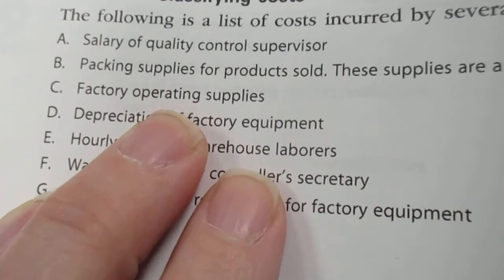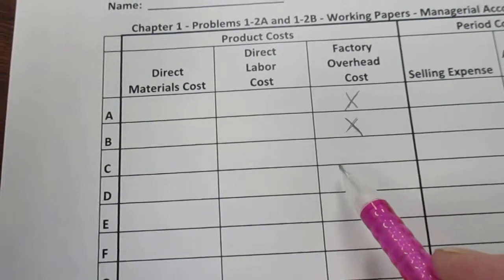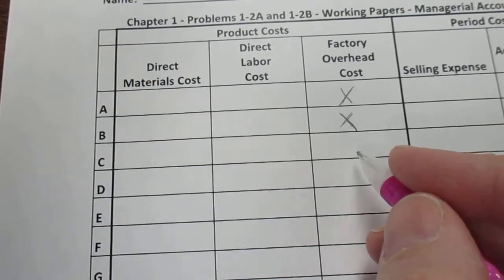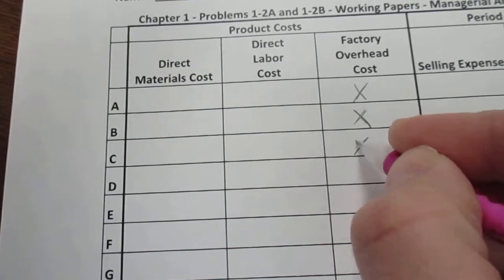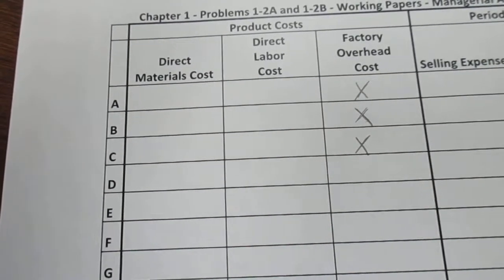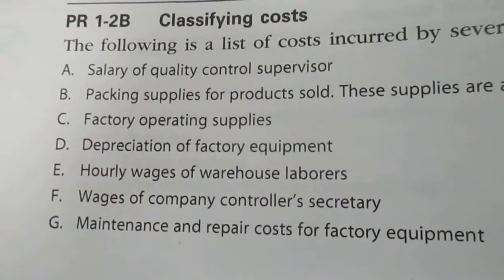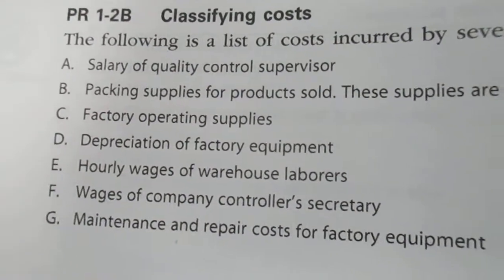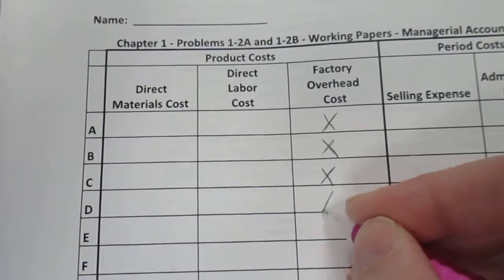Okay. The next one, letter C, factory operating supplies. Again, there's that word factory. Every time you see the word factory, it needs to be one of these first three columns: direct materials, direct labor, or overhead. Since this says factory operating supplies, it's not for a specific product, so we're going to put an X in factory overhead. Okay. Letter D, depreciation of factory equipment. Again, the word factory, but it's not a specific product, so it also becomes factory overhead costs.